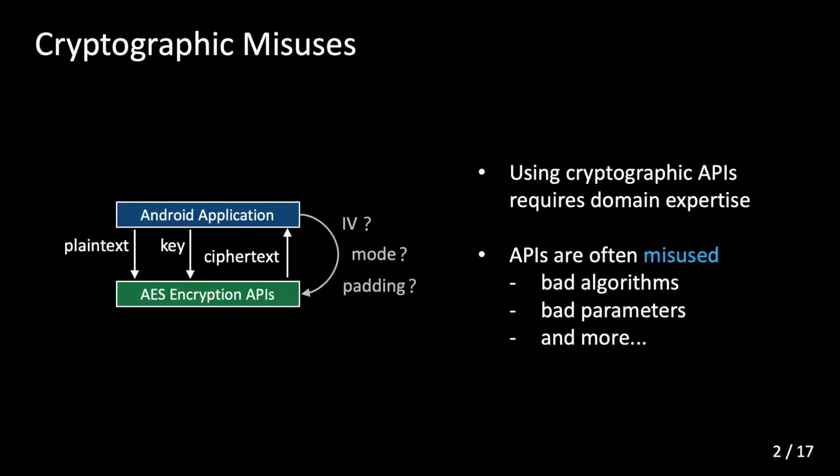These parameters are not as easy to configure. Choosing the correct values for these parameters is, however, critical for security. When these parameters are misconfigured, we say that the corresponding cryptographic APIs have been misused.